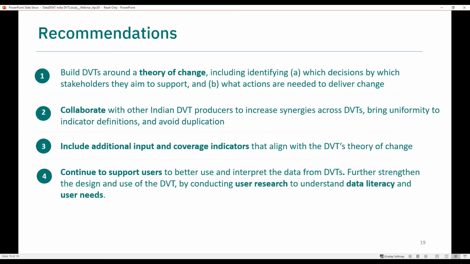Fourth, continue to support users to better use and interpret the data from DVTs, and further strengthen the design and use of the DVTs by conducting user research to understand data literacy and user needs.